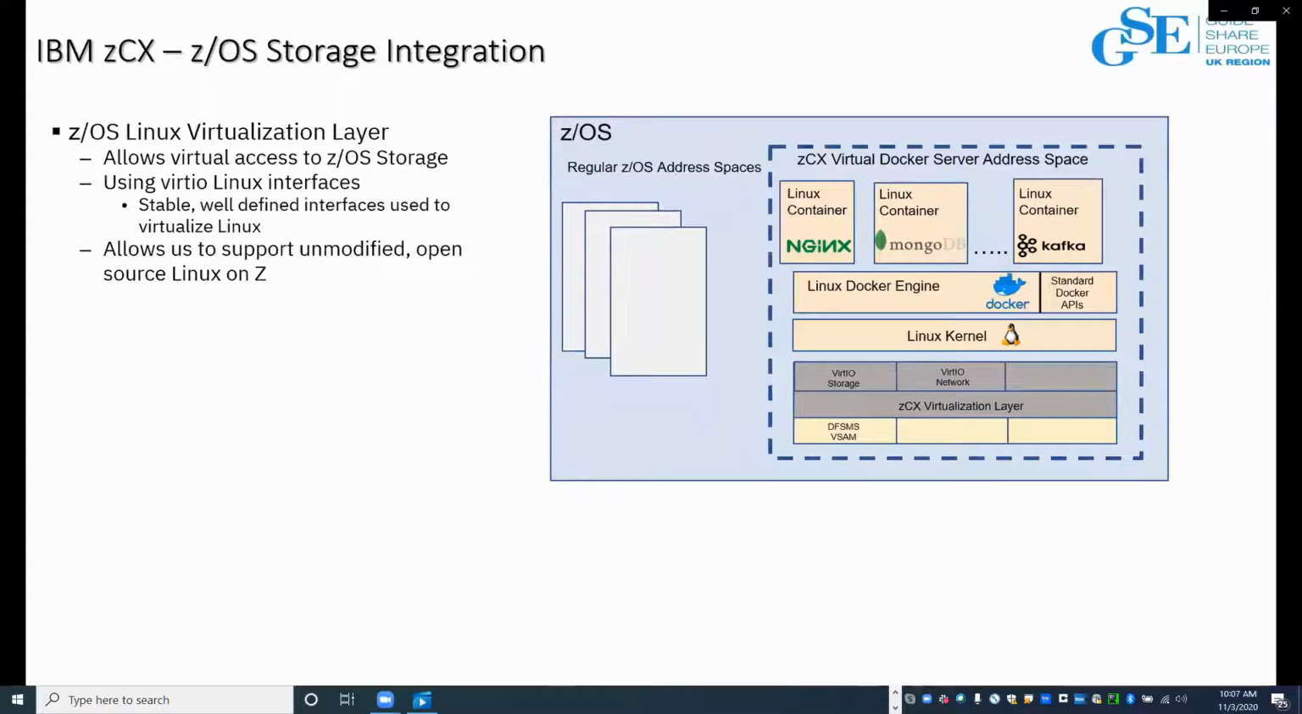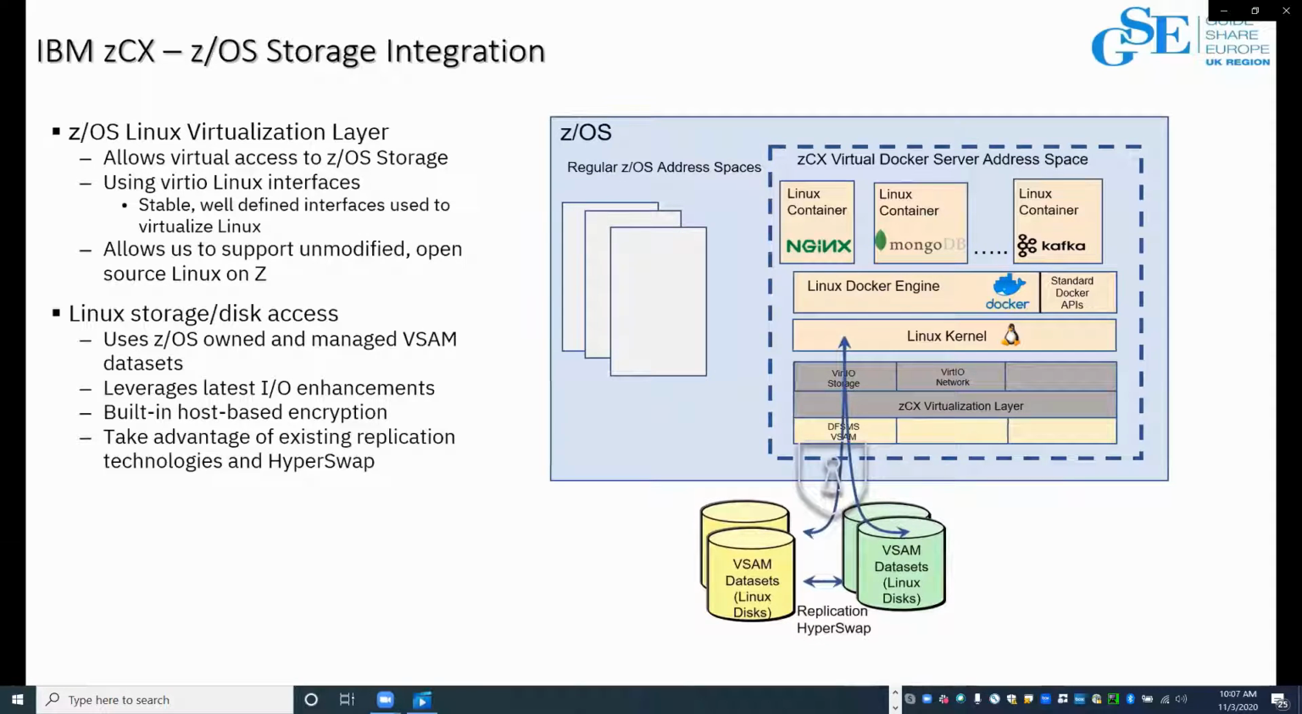Diving deeper into the main components that make up a zCX instance, let's first start with the integration with z/OS storage. zCX utilizes the VirtIO Linux interfaces, which are well-defined, stable interfaces for virtualizing Linux. This allows zCX Docker containers to access storage that is owned and maintained by z/OS. The file systems and swap space used by the Linux kernel to support a Docker environment are created as VSAM datasets. This leverages the latest I/O enhancements such as built-in dataset or DASD level encryption.